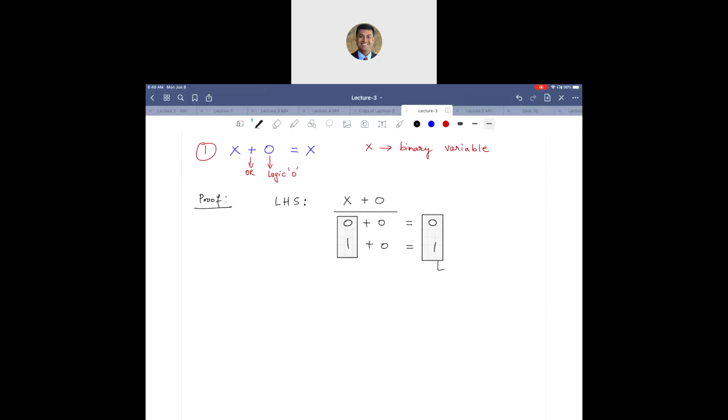This is X, which is the right-hand side. So X plus 0 is X. We have proved that by substituting the two values of 0 and 1, and we have evaluated the result to be 0 and 1, which is X, the same as X. So we have proved it by using perfect induction. The method that we used is perfect induction here.